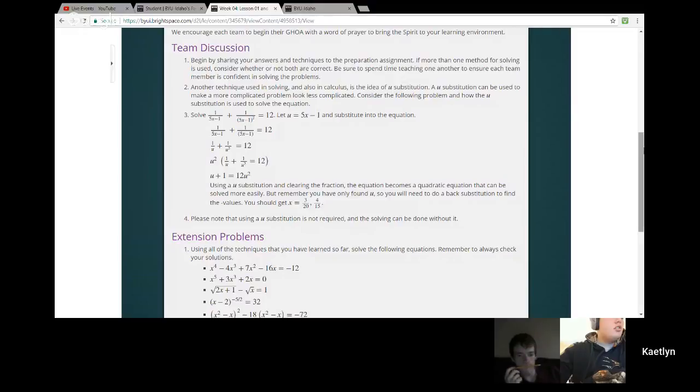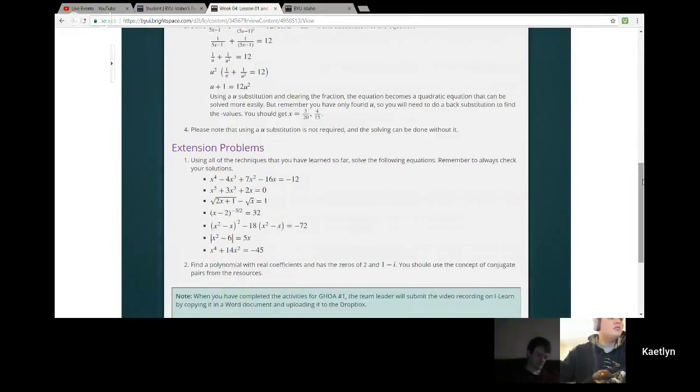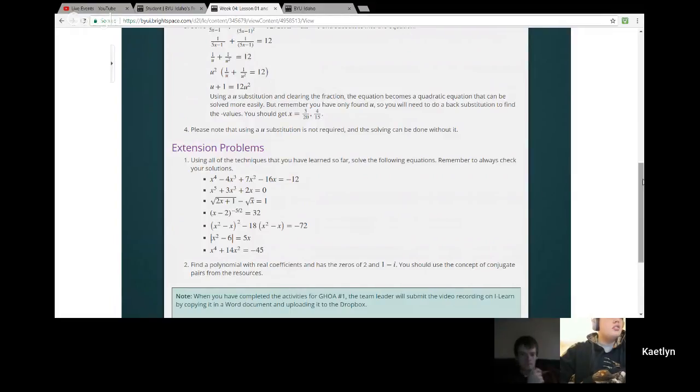Okay. So let's go to the extension problem. So 1A, we're gonna have x to the 4th minus 4x cubed plus 7x squared minus 16x, and then you're gonna end up with a plus 12 because you're gonna want to get that equal to 0.